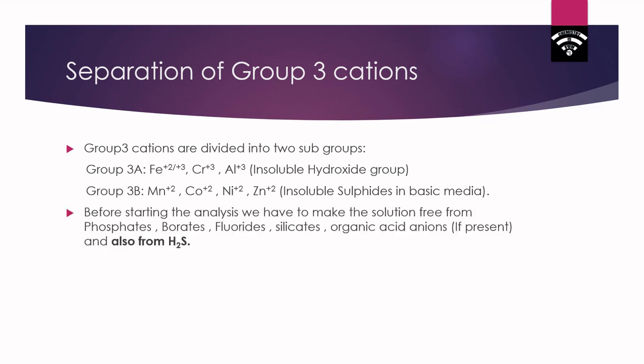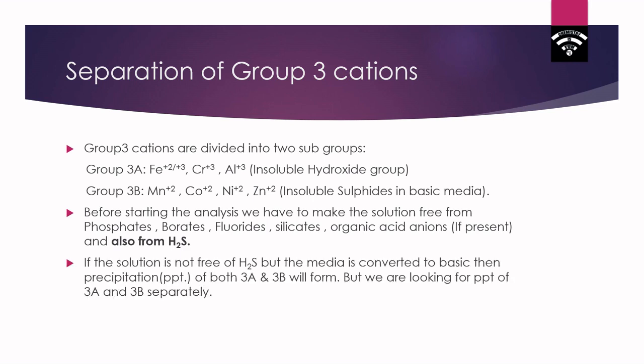Before starting the analysis we have to make some modification of the solution. If phosphate, borates, fluorides, silicates and organic acid anions are present in the solution, we have to remove them, and we also have to remove H2S from the solution. So what is the problem with H2S?